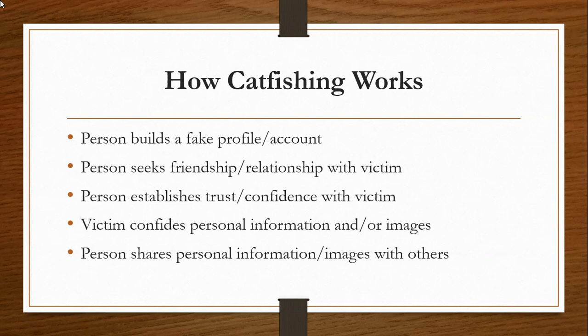The catfish may ask personal questions of the victim, acting the part of a sympathetic friend, and the victim will confide in them, often involving personal and emotionally driven material. A ripple effect will then take place as the catfish reveals this personal information and sometimes images to others.